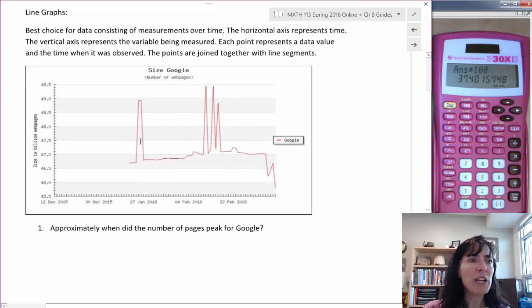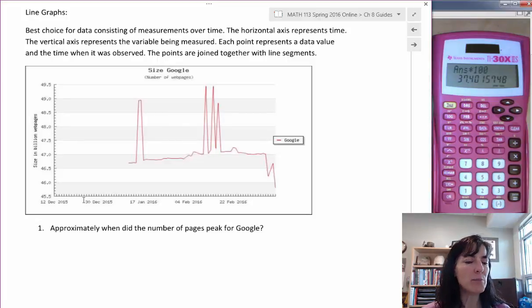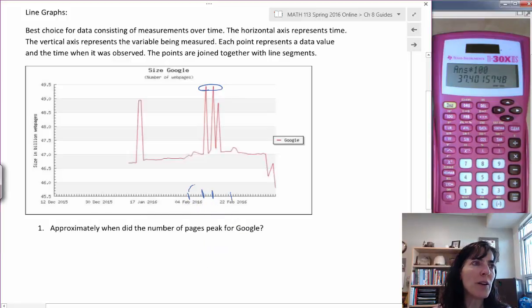When did the number of pages peak for Google? See if you can figure that out, and then check in and see what I got. When I look at this line graph, I can find an interval where you see the highest number of web pages, and it's 2 places because those 2 are very high. They're almost 49.5 billion web pages, and it's sometime in between February 4th and February 22nd.